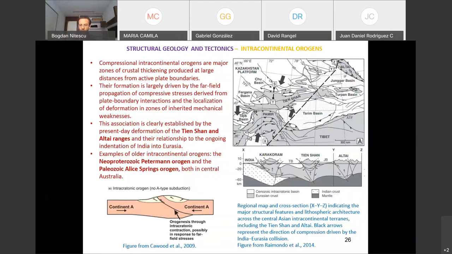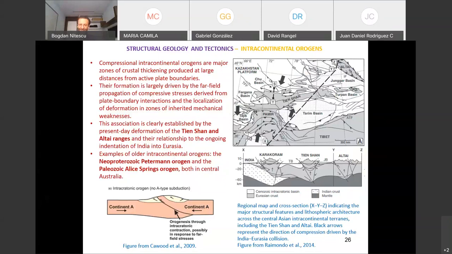Some famous ones are in Australia. One is called the Petermann orogen. The other one is the Alice Springs orogen. So inside Australia, where it seems that, wow, there's nothing geologically, there is a lot actually. And you see the different ages, Neoproterozoic and Paleozoic.